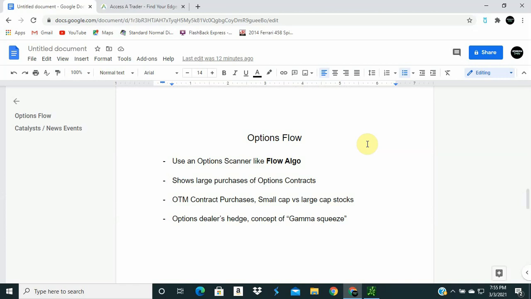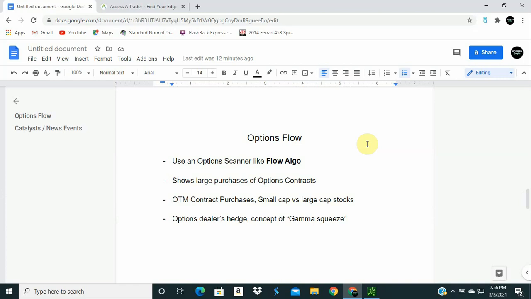So the idea of a gamma squeeze, okay, is if they sell more options than they can cover, essentially, they have to buy more shares to protect themselves from those contracts going in the money and having to pay out those shares.